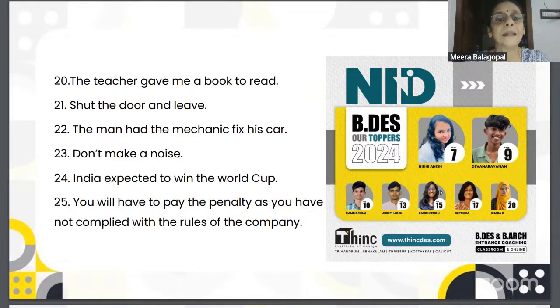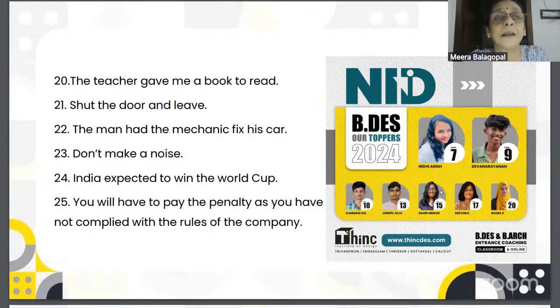The man had the mechanic fix his car. Here also you have two objects. One is mechanic and the other is car. So how will you change it? The man had his car fixed by the mechanic. Instead of the man had the mechanic fix his car, you can say the man had his car fixed by the mechanic. So that is a passive voice construction.